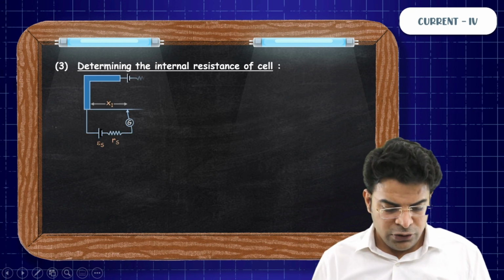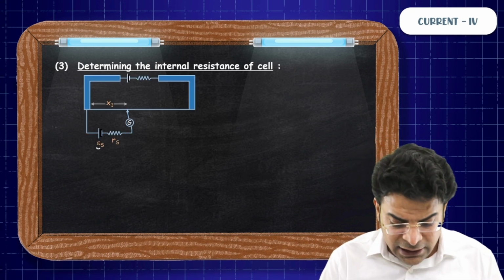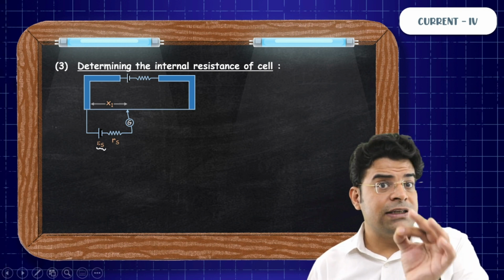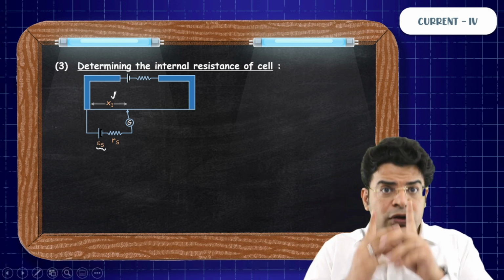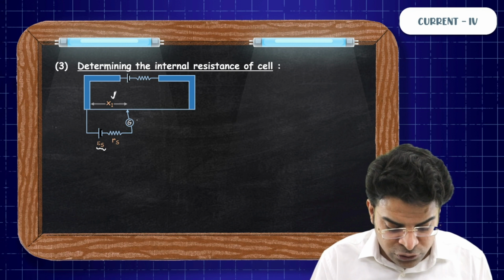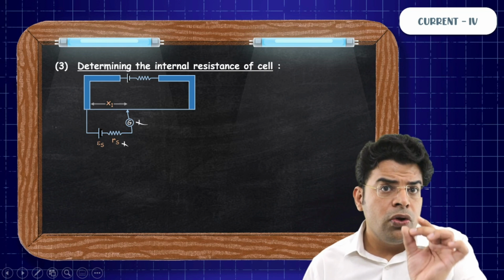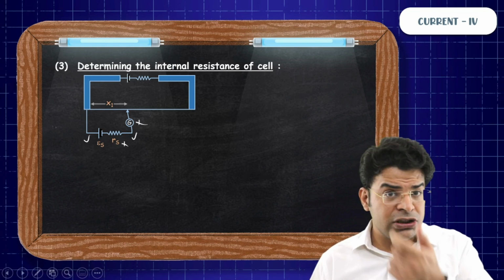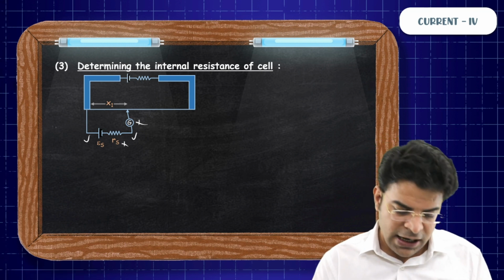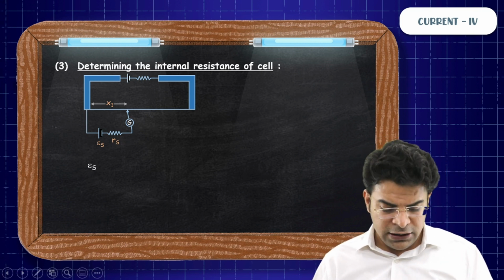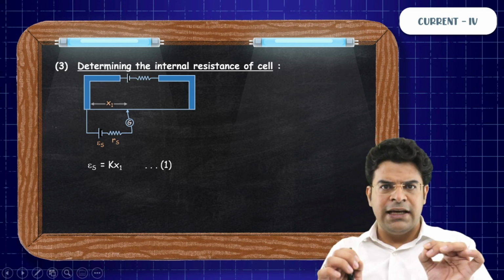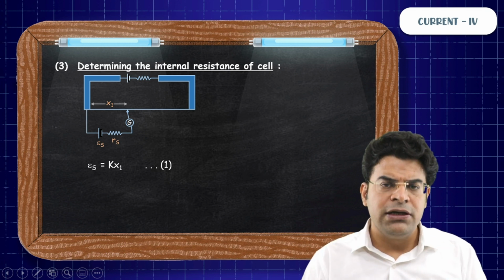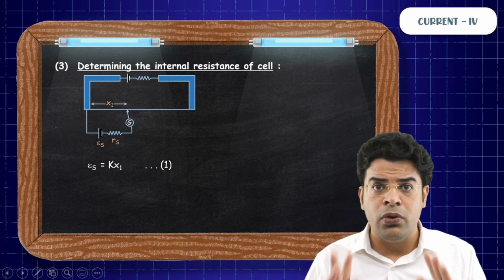What we do here is, there are steps. First, we take the secondary cell whose internal resistance has to be measured, and we find out the balance length. We know that when we are finding out balance length, no current flows through the galvanometer and no current flows through the internal resistance. So the potential drop across the cell, which is nothing but the EMF of the cell, gets balanced at a length x1. And we can write the equation as ES equals kx1. This is the first condition. So first, take the cell, balance it across the potentiometer wire and find the balance length. This is what you have to do in the lab.